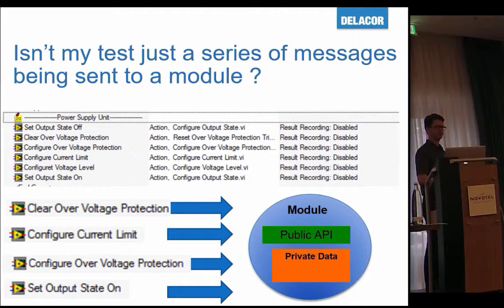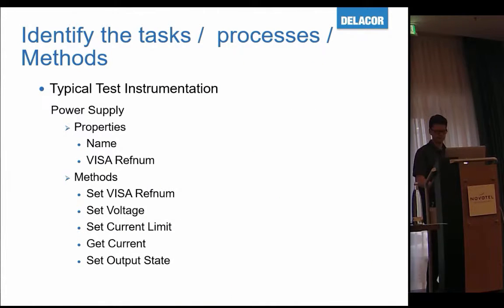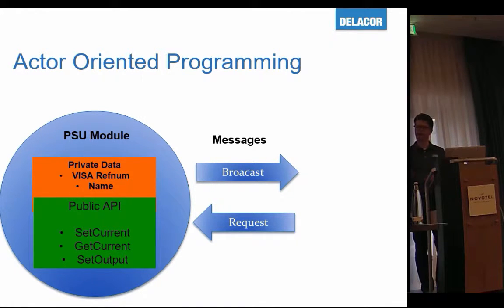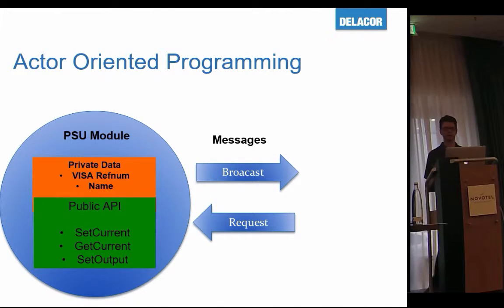So, a real life situation: if I return back to an instrument, I've got a power supply. It has properties of name and VISA reference. I've got some methods like setting the VISA reference, setting the voltage and current limit, and then retrieving some information, maybe the current that's being drawn by the device under test. So we've got some functions that probably look like that. Our actor, our module, has private data and a public API that acts upon it. So we've got set current, get current, set output, for example, and we're going to interact with it using that public API, using those messages.